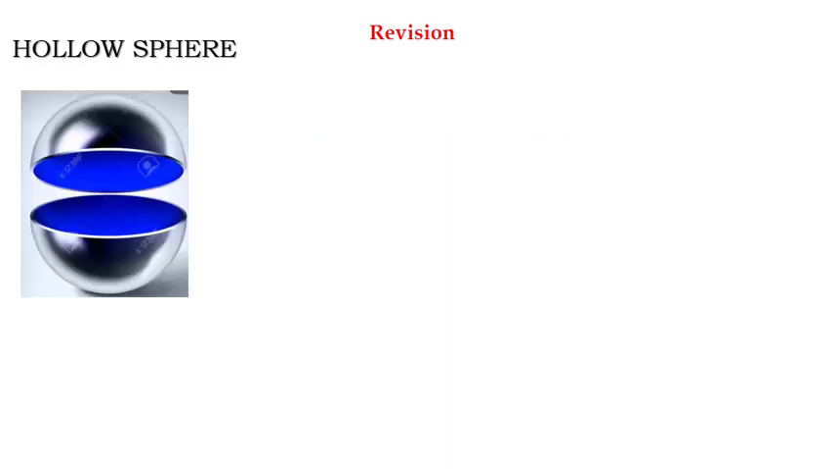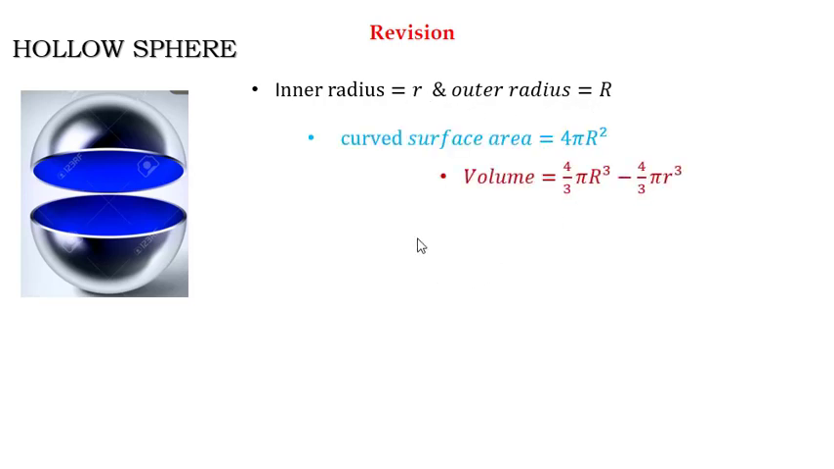Now let us take hollow sphere. Hollow sphere means here we have cut and shown the two parts, but a hollow sphere is a closed one. We can take an example of tennis ball. Tennis ball is a hollow sphere. Now for hollow sphere, let us consider inner radius is small r and outer radius is capital R. So the curved surface area. Now in case of hollow sphere, we can only see the outer area.